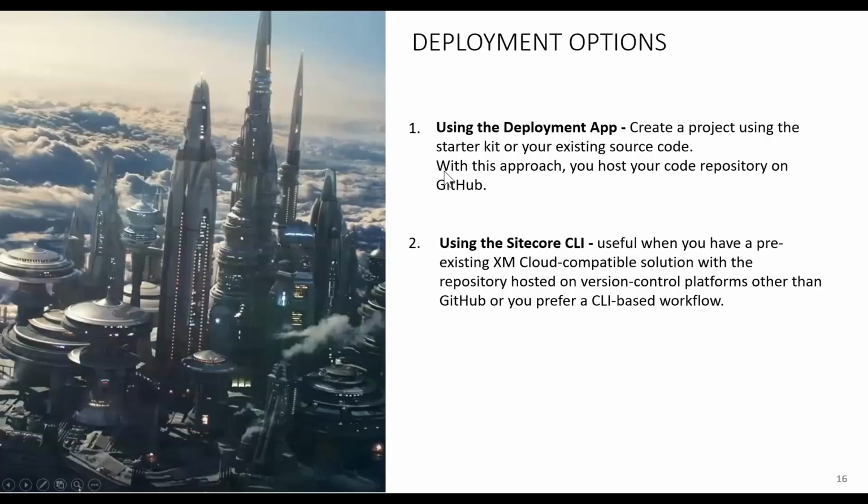So there's a few different deployment options. I touched on this before. You can create a project using the deployment app starter kit, point it at your GitHub repository, and that will handle the deployment for you. Alternatively, you can use the Sitecore CLI, or I guess you could start with the deployment app and then start using the CLI. The CLI gives you a lot of power over the deployment and how you do that. So I guess you could pick whichever of those makes most sense for your use case.